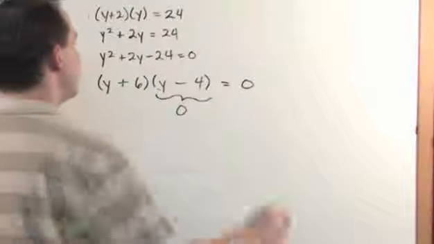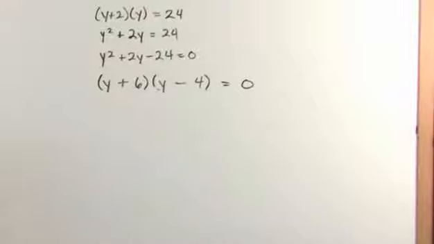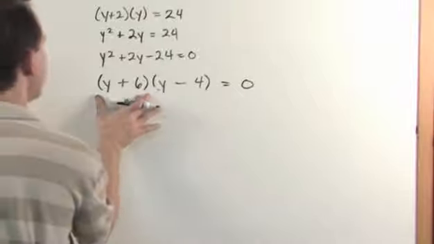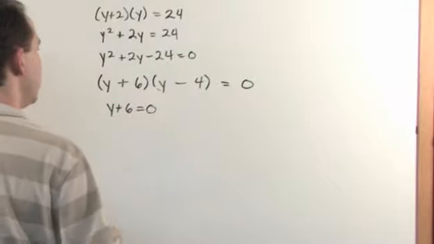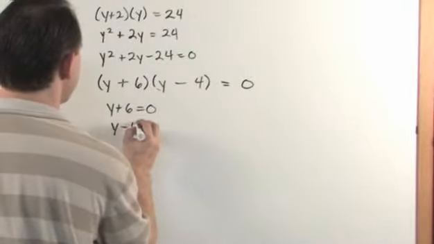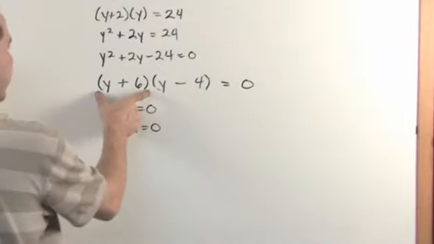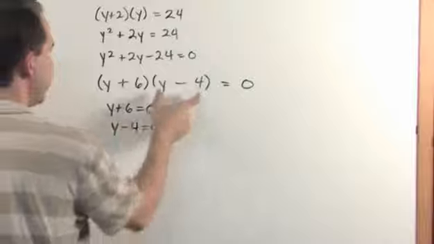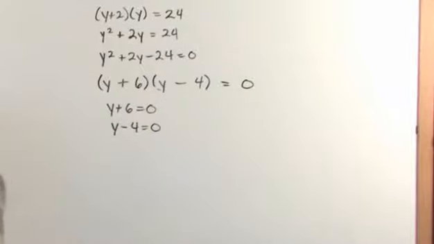So because we've split it up like this, what we've proven to ourselves is that this term can equal 0, y plus 6 can equal 0, and y minus 4 can equal 0. All we've done is factor it out so that we can set these terms equal to 0, and we know that they can equal 0 because that makes the product equal 0, okay?